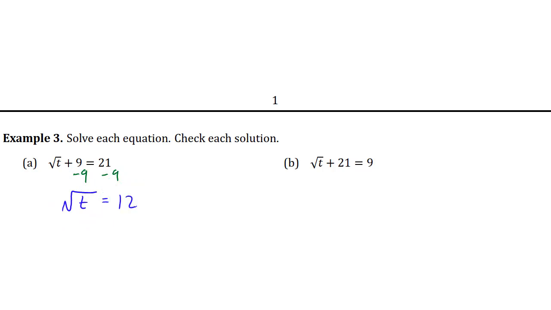Okay, and I just want to notice that equation B here is almost the same. It just has the 21 and the 9 switched. So if I was going to get the square root of t by itself on this side, you're going to get the square root of t is negative 12.